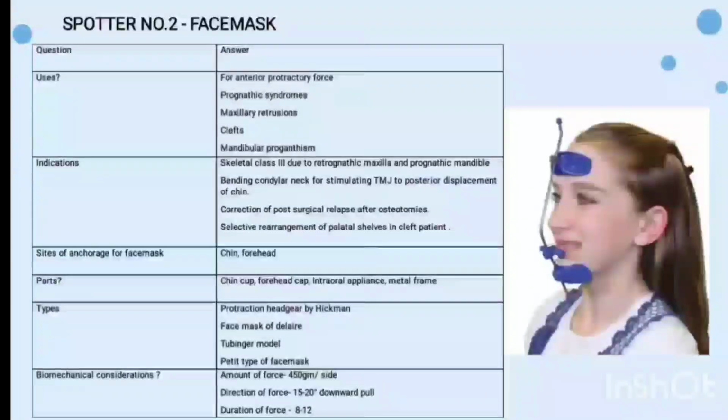What are the different types of face mask available? They are protraction headgear by Hickman, face mask of Delaire, Tubinger model and petite type of face mask. What are its biomechanical considerations? First, the amount of force that is required is 450 gram per side. Second, the direction of force, that is 15 to 20 degree towards a downward pull, and the duration of force, that is 8 to 12 hours.